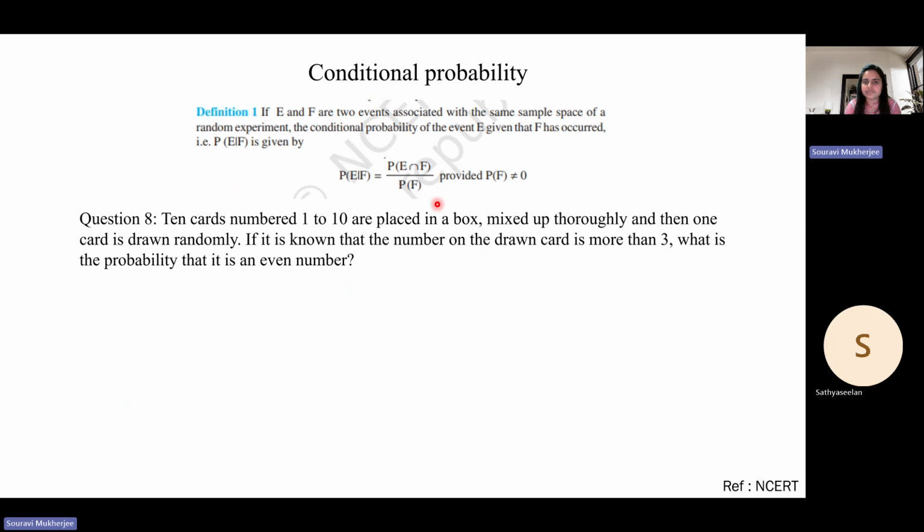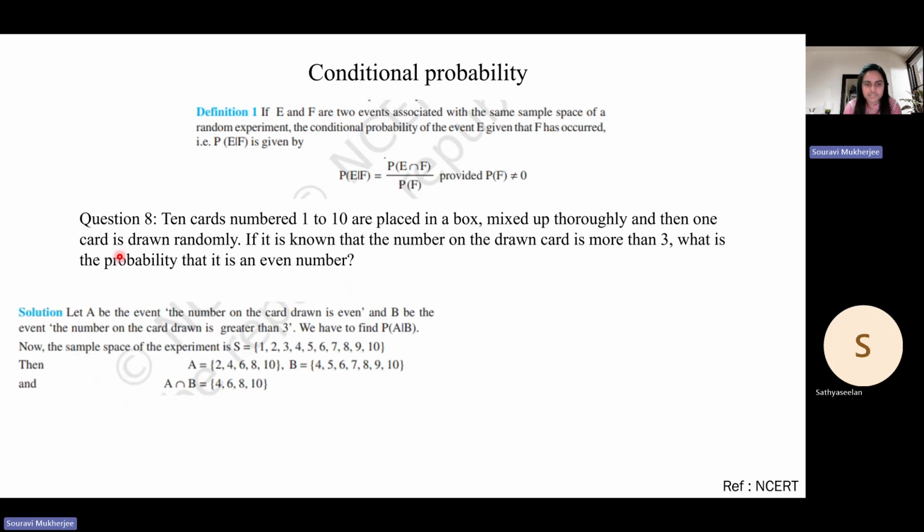And now it says, how do you define the probability that it's an even number when you know that the number drawn is more than 3, right? So that means there are two events, A, which is all the even numbers, and B, which is all the numbers greater than 3. So A intersection B is this set of numbers, right? So the probability then becomes, okay, P of A given B is P of A intersection B by P of B.